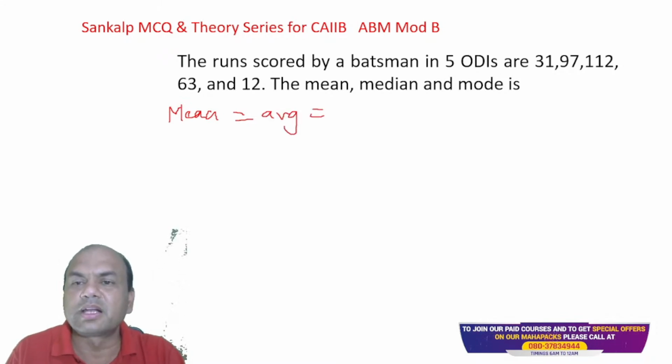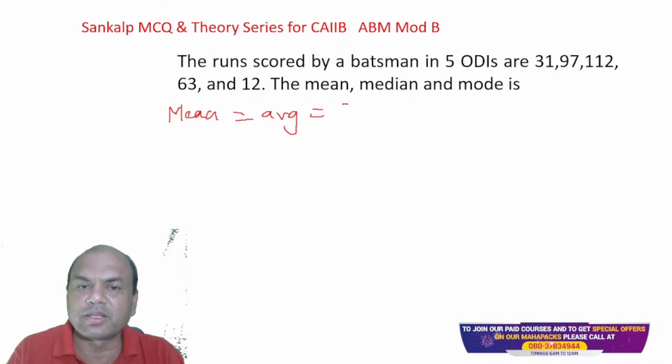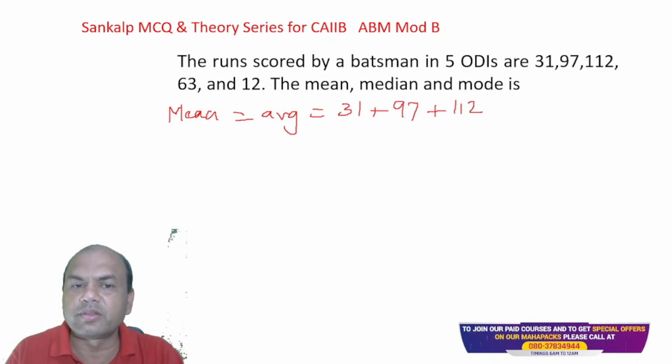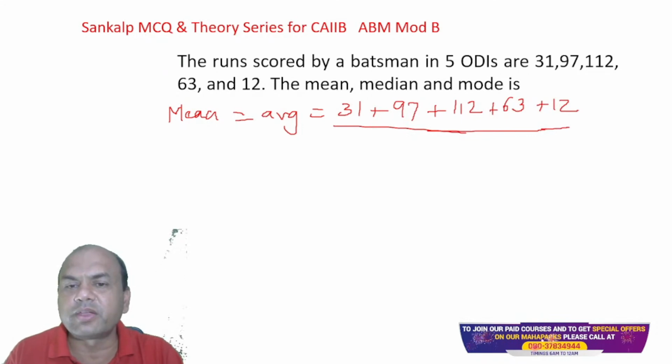Total then. 31 plus 97 plus 112 plus 63 plus 12. Okay, 31 plus 97. Now do it. By the time I write it, you do it, everyone. 112 plus 63 plus 12. Okay, so what is the answer? This total, divided by the number of elements, 5. So this will be my mean, whatever that answer is.